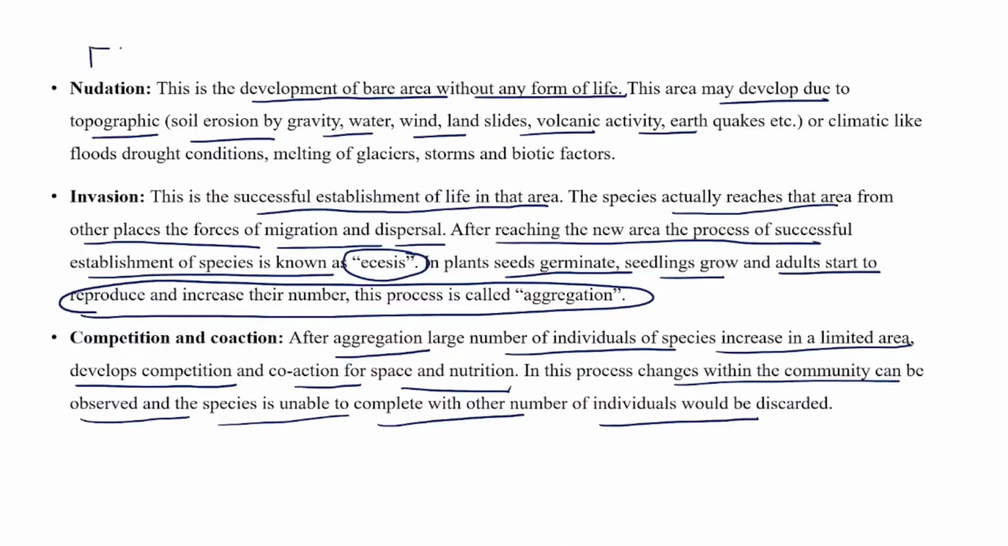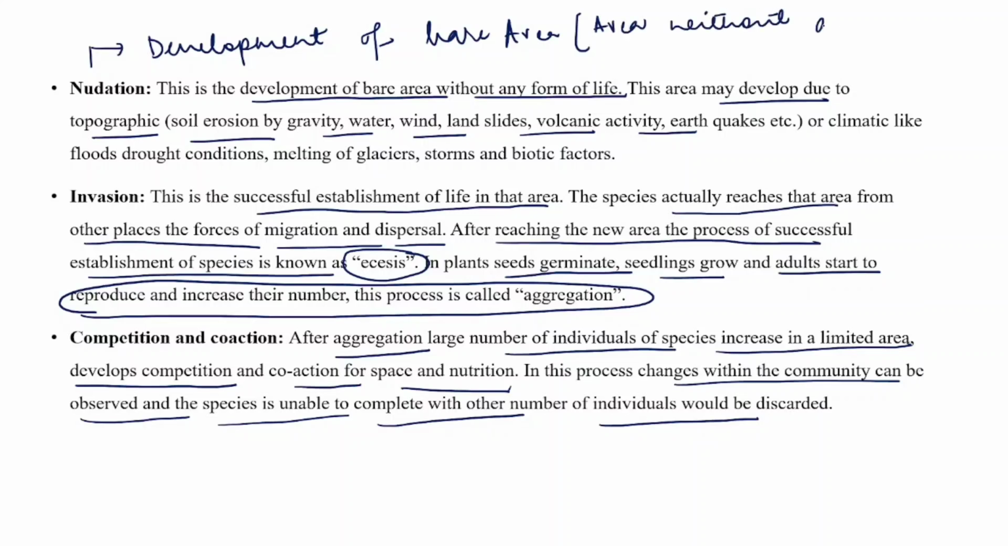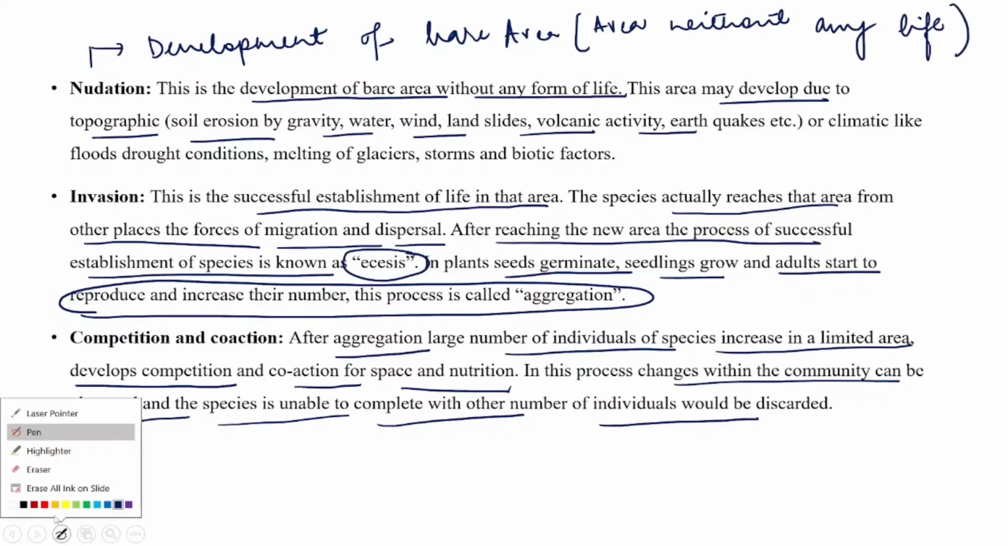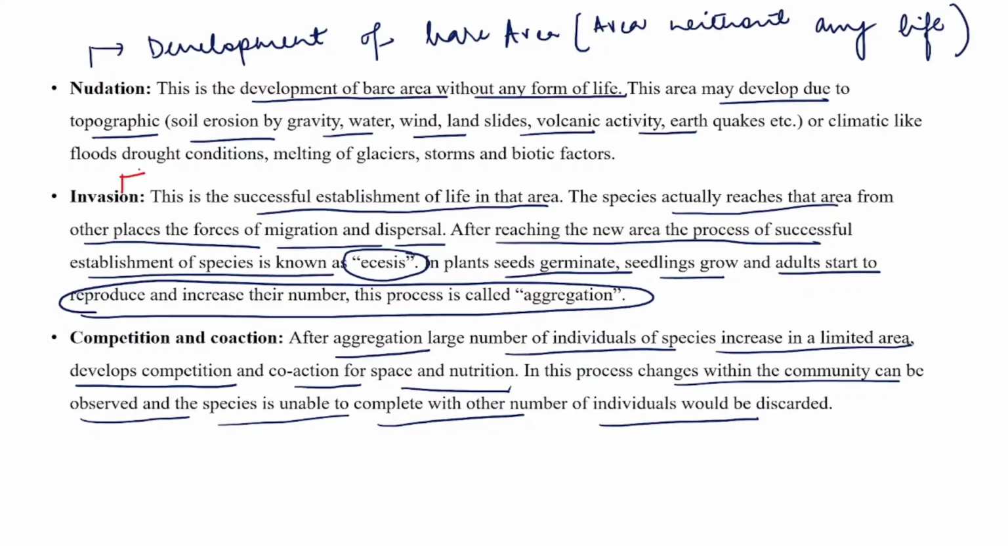So nudation is first, which is the development of bare area. What do you mean by bare area? Bare area is an area without any life. Coming to invasion. So what is invasion? Invasion is basically the establishment of life on the bare area, and this process of establishment of life on bare area, we call ecesis.